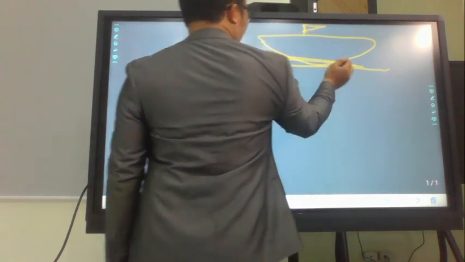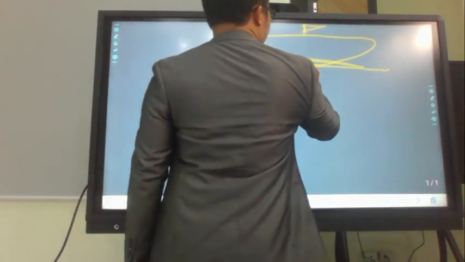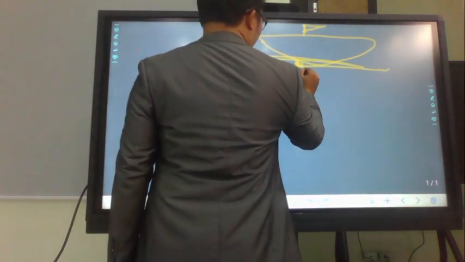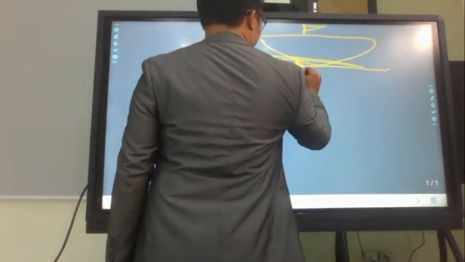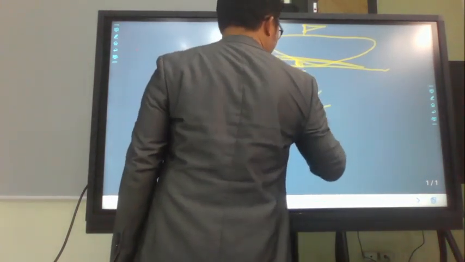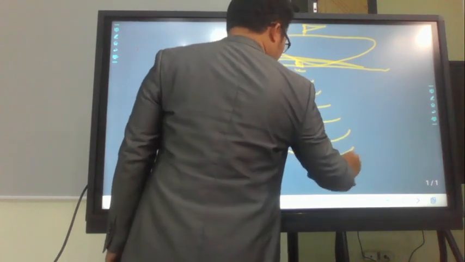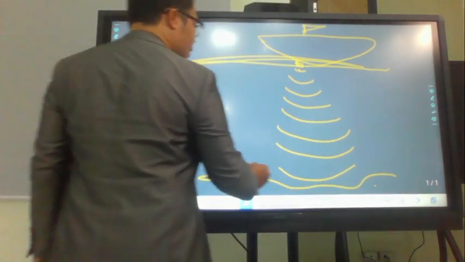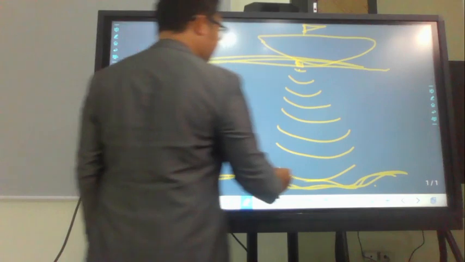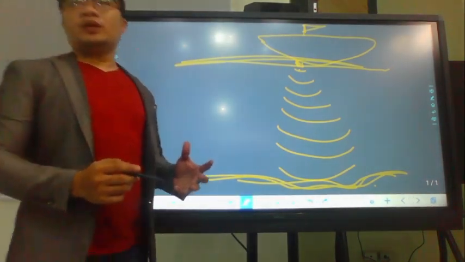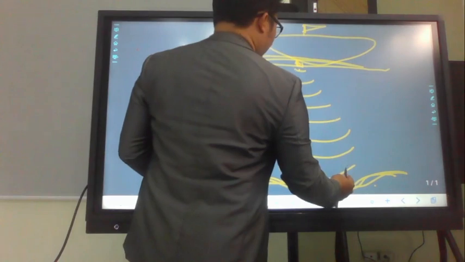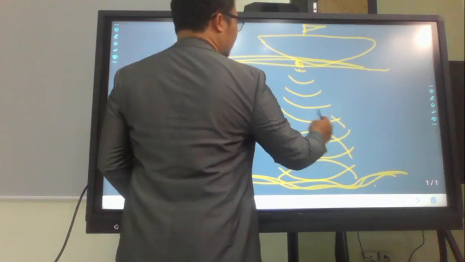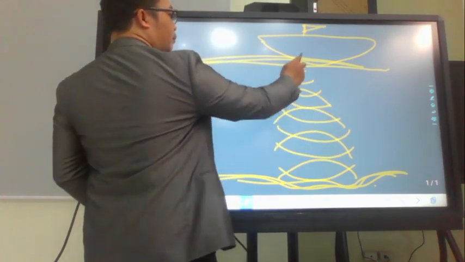Itong boat na to, may naka-attach na sonar device. Itong sonar device, nag-i-emit ng sound waves, until it reaches the bottom. So this bottom now basically will be profiled according to the sound wave that is returned, bounced back to the hull of the boat or the sonar.